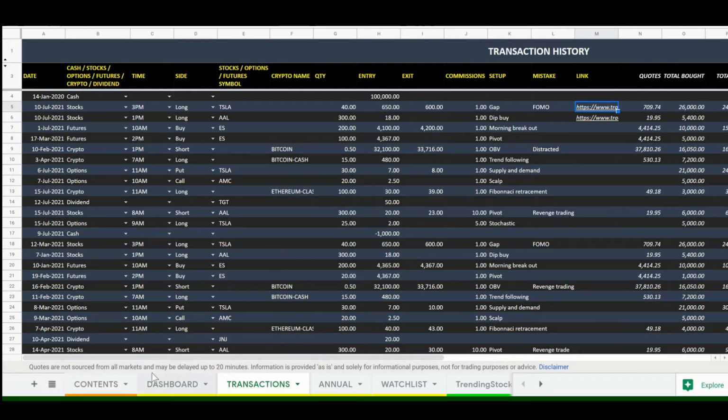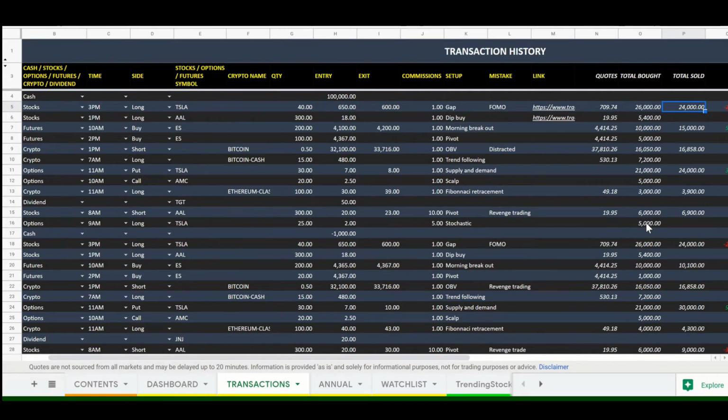It says here, this is a disclaimer from Google, it may be delayed up to 20 minutes. Information is provided as is and solely for informational purposes, not for trading purposes or advice. So all of those quotes are right there.